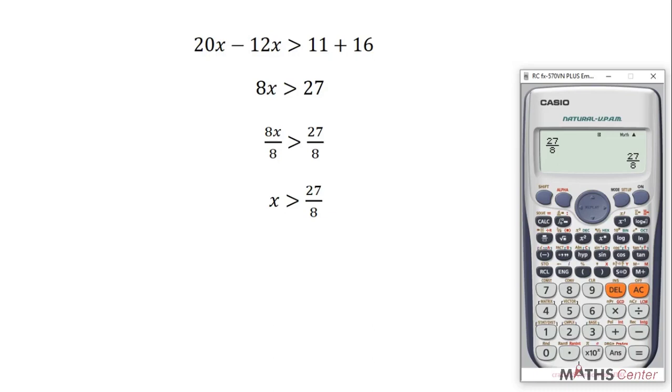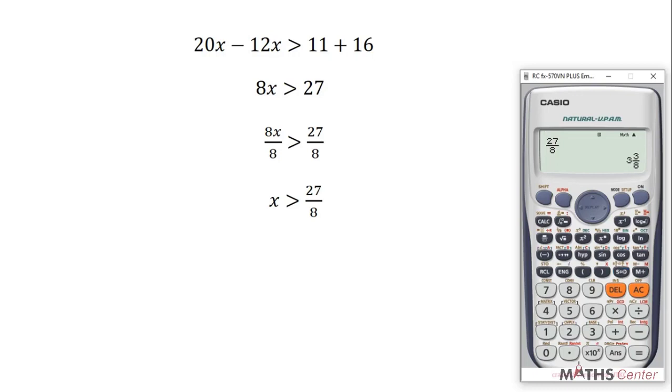Now to do that, this is what you do. Remember, you press 27 over 8 on your calculator, press equal to, such that you have 27 over 8 on your calculator. Now you press shift, then you press on this button. You see there's a button written as S, then there's a sign between them and D. You press on that button, S to D.